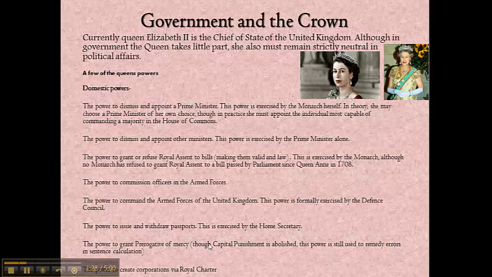That's kind of cool because, you know, Queens a long time ago used to have power to sentence people to their death. Obviously it's abolished now, but they still have power to remedy errors in sentence calculation. So it's pretty cool to think about.